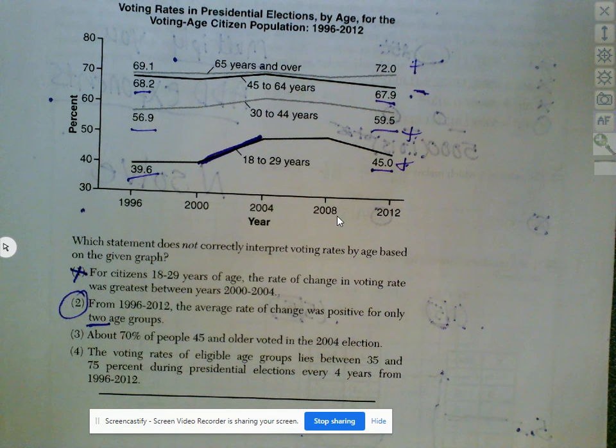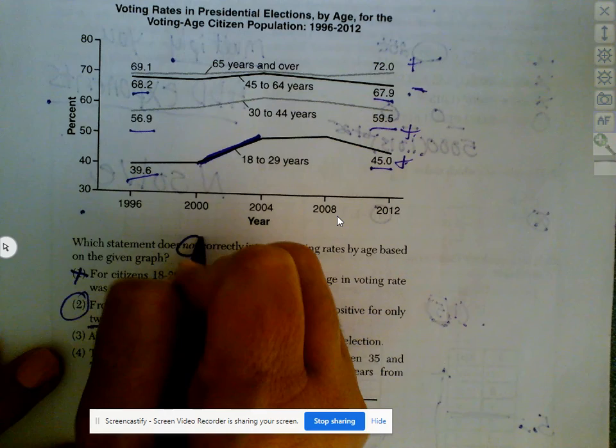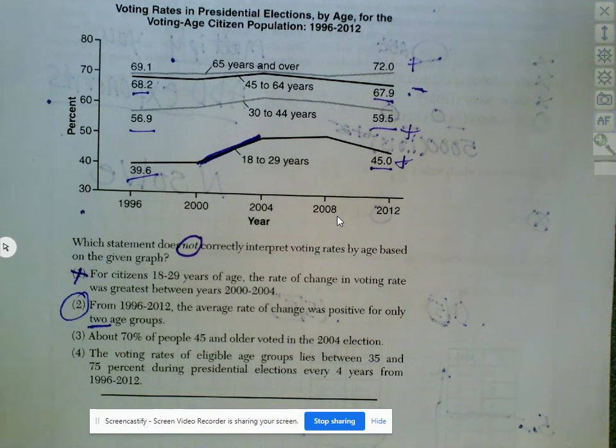So you have to make sure you read carefully and look for key words like what is not correctly being interpreted or what is true. You have to read very carefully.